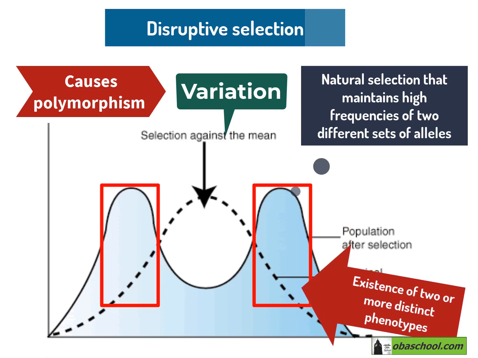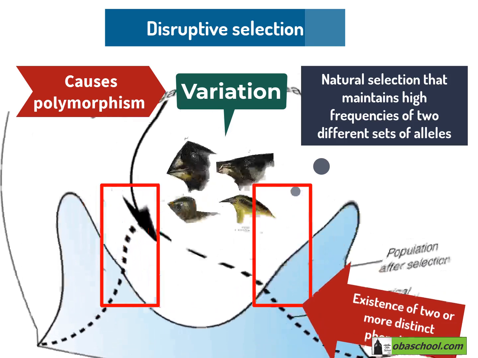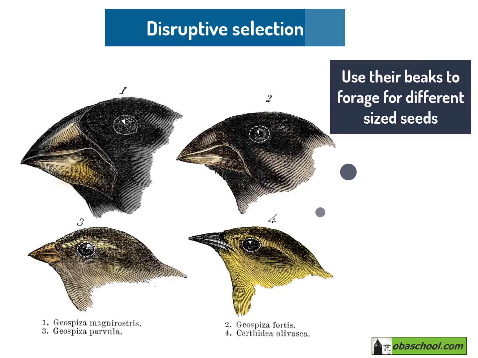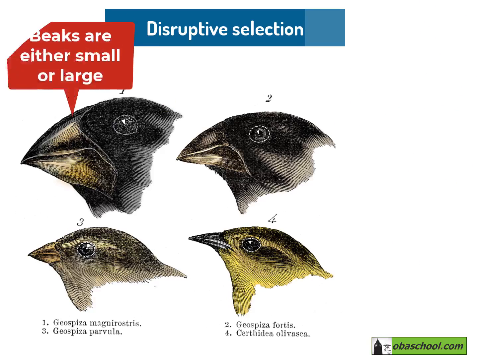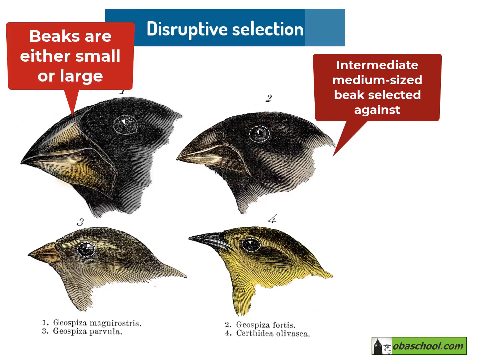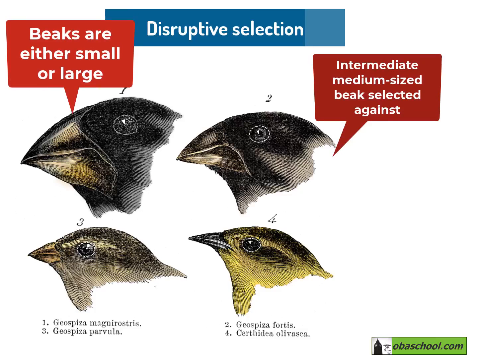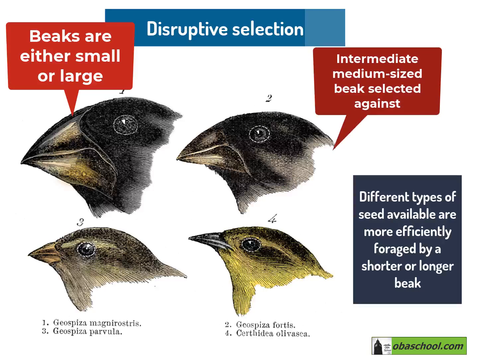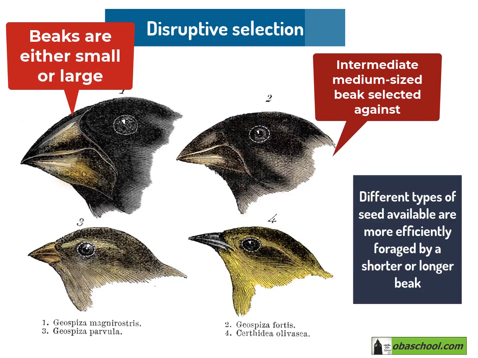Let's take an example of disruptive selection. Birds that live in the Galapagos Islands use their beaks to forage for different sized seeds. Now, the size of the birds' beaks is either small or large, with the intermediate medium-sized beak selected against. But what is the reason for this? Well, the reason for this is that the different types of seeds available are more efficiently foraged by a shorter or longer beak.